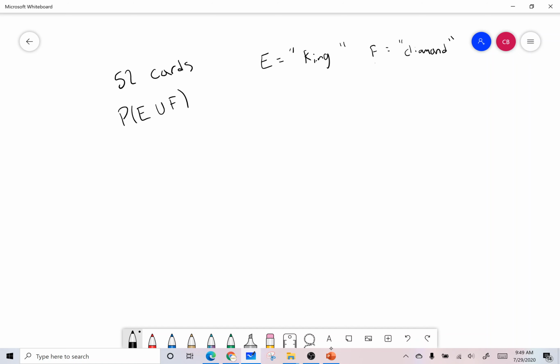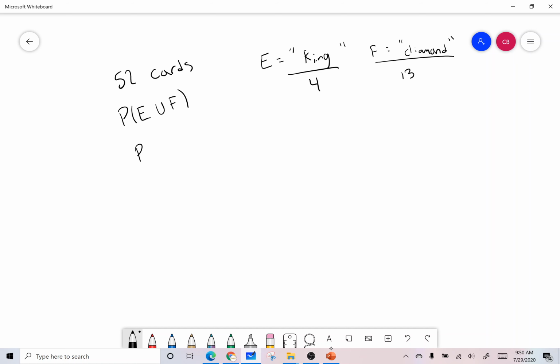There are 4 suits, which means that there are 52 cards, so 52 divided by 4 is 13. There's 13 of these. There are also 13 different faces, whether they're numbers or face cards or whatever they are, ace. And so there are 4 kings in a deck.